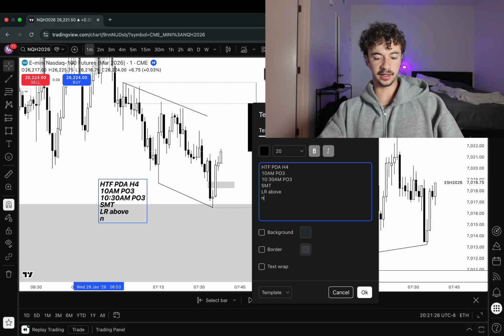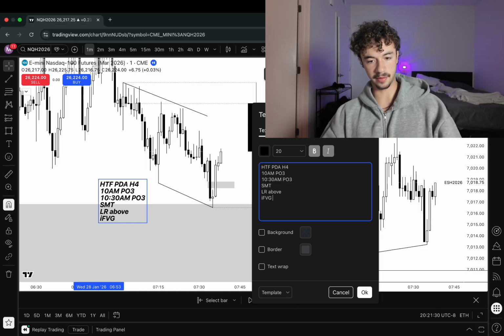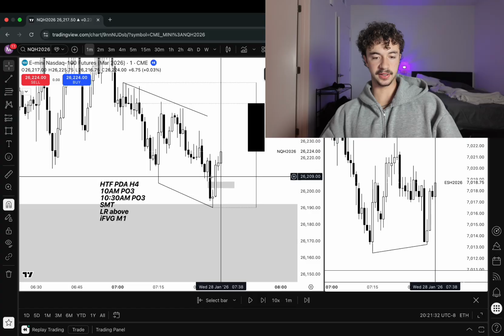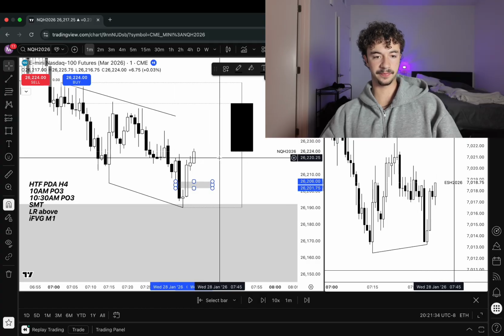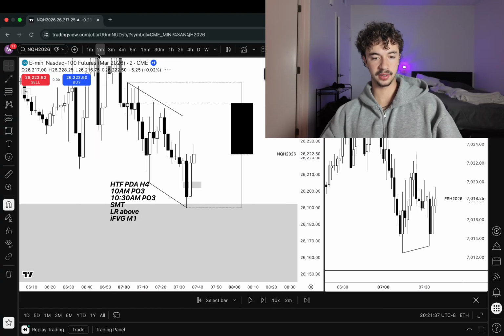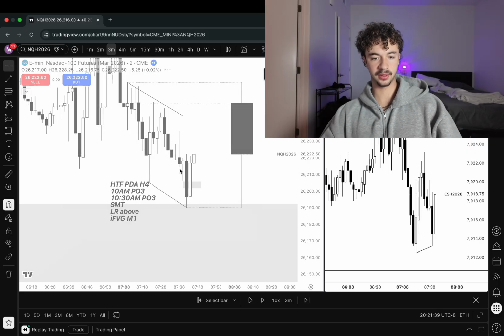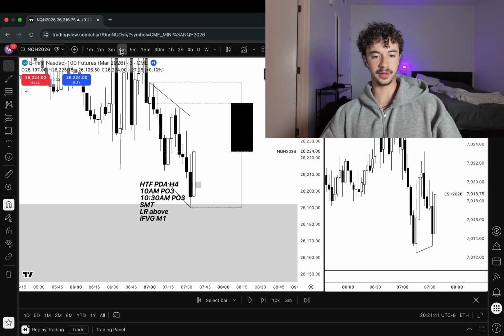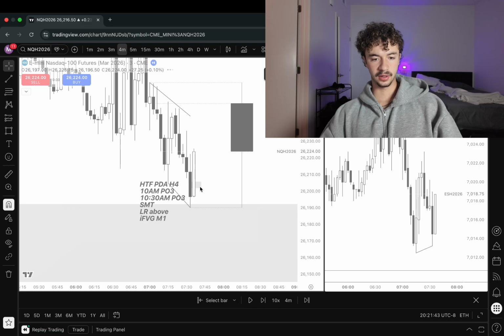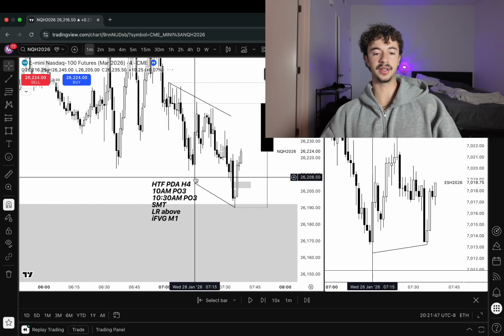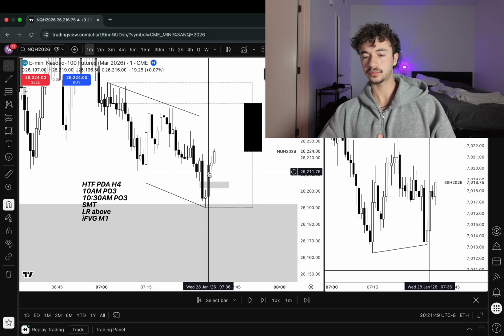and we have a nice IFVG inversion, that being the 1 minute. We can see here this was the 1 minute inversion. If you go to the 2 minute, no 2 minute gap, 3 minute, no 3 minute gap, 4 minute. If it'll load, I guess it's not loading the 4 minute. Yeah, no 4 minute, so the 1 minute was the highest time frame inversion in the leg.